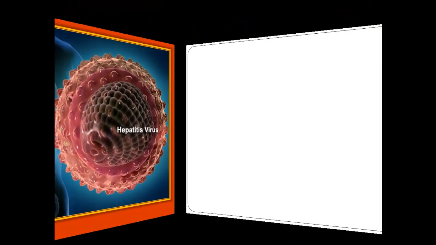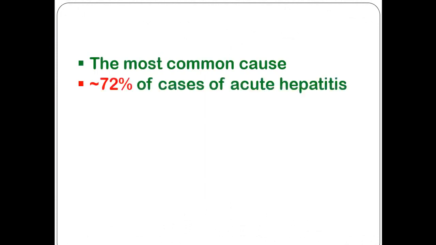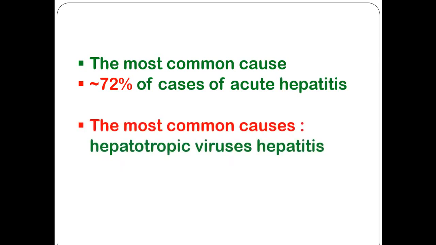Now the viral hepatitis, which is the most common and most important part of the hepatitis, whether it is acute or chronic. Viral hepatitis is the most common cause, and it accounts for about 72% of the acute hepatitis specifically. And the most common causes of viral hepatitis are 5 unrelated heterogeneous hepatotropic viruses causing hepatitis. They are A, B, C, and D that comes with B, and E.